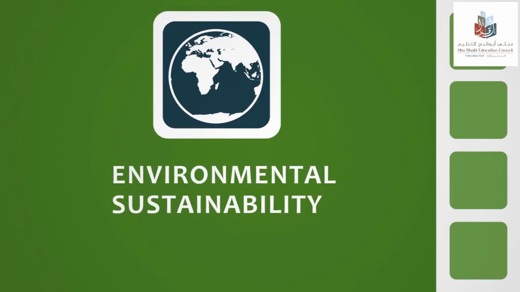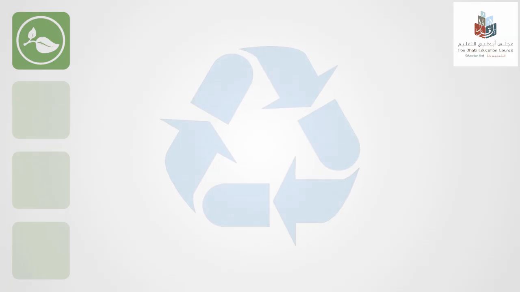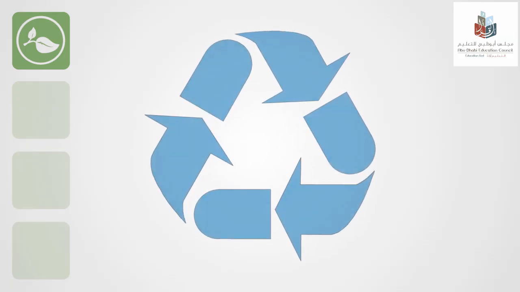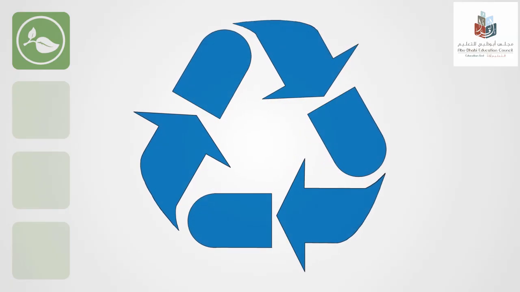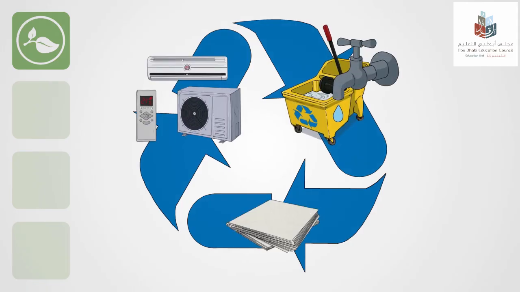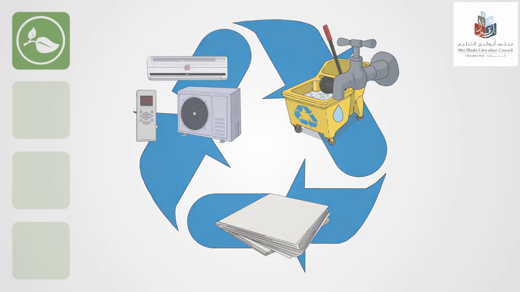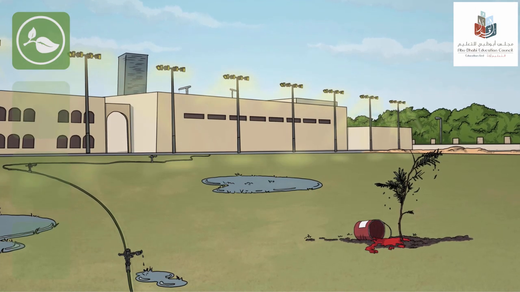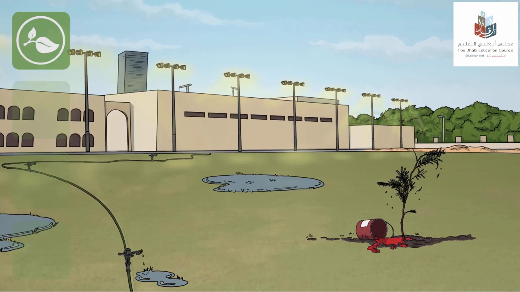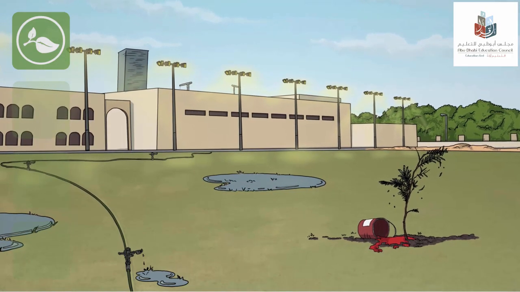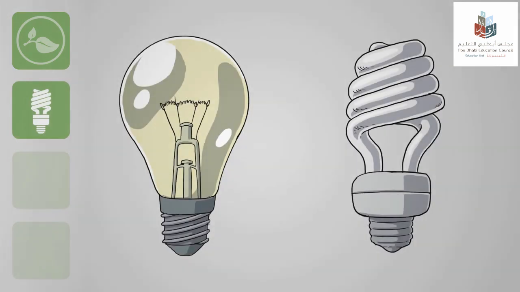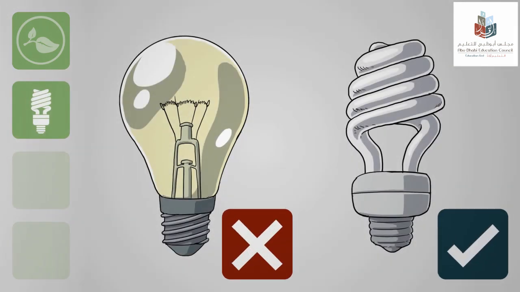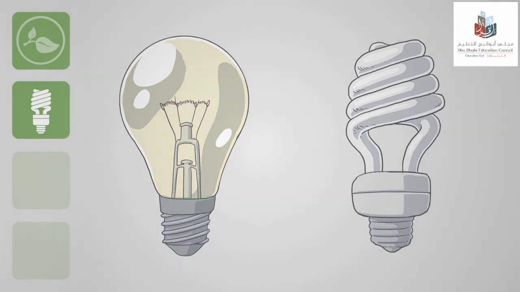Environmental sustainability. Our environmental sustainability program aims to conserve our natural resources by minimizing the use and consumption of electricity, water, and paper in our school operations and activities. Not being energy efficient or looking after the environment could lead to long-term damage to the environment and our school's sustainability. Replace standard light bulbs with energy-efficient light bulbs.